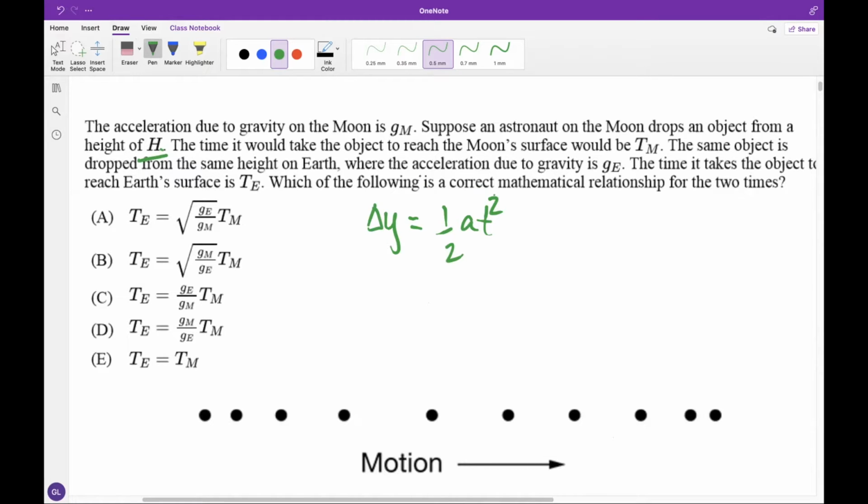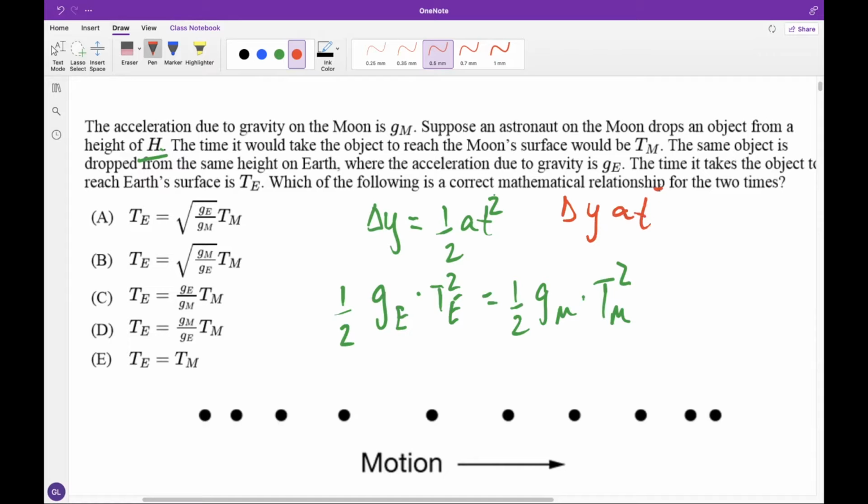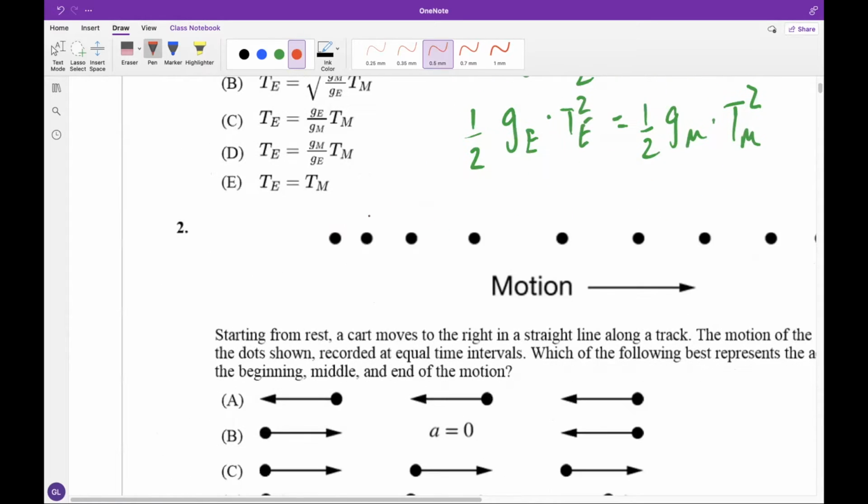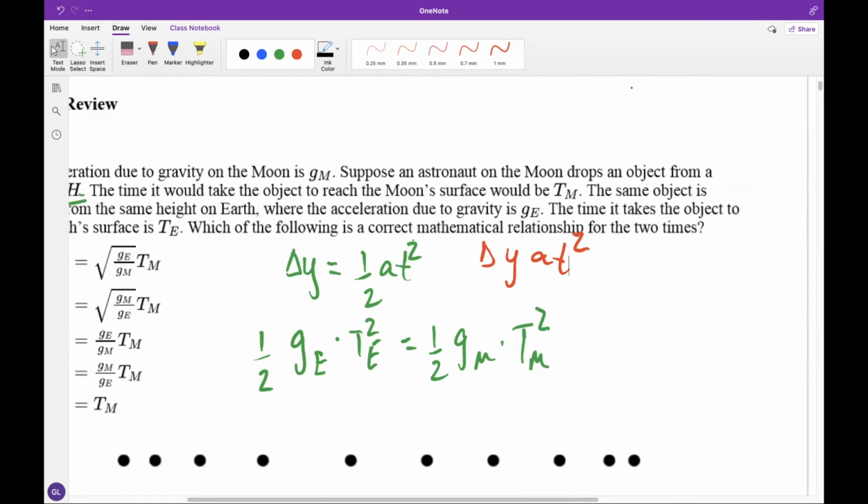But because they have the same heights, we're going to set two versions of this equation equal to each other. 1/2 g of e times t of e, the time it takes to fall on Earth, squared, equals 1/2 g of m times t of m, quantity squared. Okay, so we could have even started with a proportion and just realized that delta y is proportional to t squared. That's really, I think, the quick way to answer this question. Oops. I'm going to turn off the touch features.